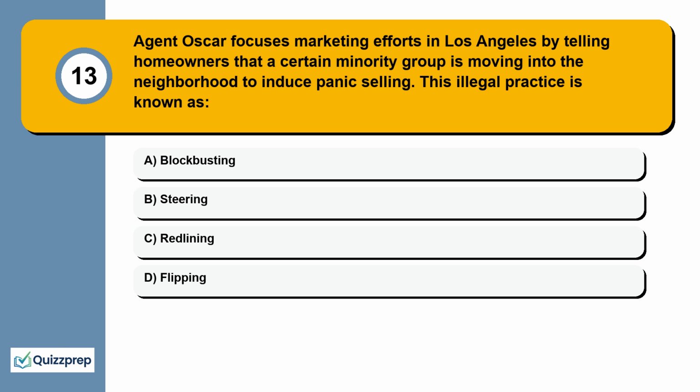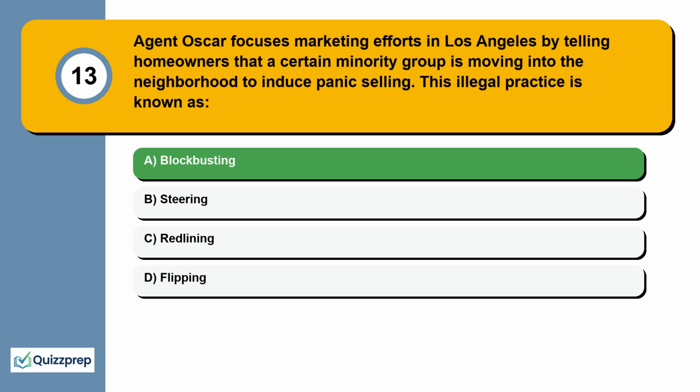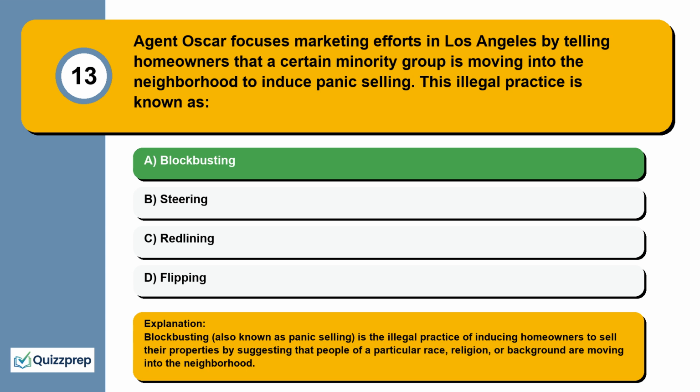Question 13. Agent Oscar focuses marketing efforts in Los Angeles by telling homeowners that a certain minority group is moving into the neighborhood to induce panic selling. This illegal practice is known as blockbusting, steering, redlining, flipping. Blockbusting, also known as panic selling, is the illegal practice of inducing homeowners to sell their properties by suggesting that people of a particular race, religion, or background are moving into the neighborhood.